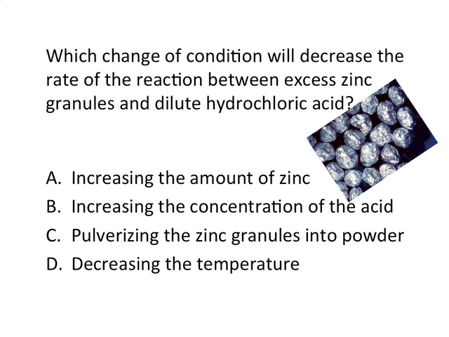Which change of condition will decrease the rate of a reaction between excess zinc granules and dilute hydrochloric acid? Well, let's look at each of these bit by bit. If I increase the amount of zinc, that means I've got my same size beaker, mainly changing concentration there. I'm adding more of it to the solution. So if I add more of it, I'm increasing concentration. That's going to increase the rate. So that's not decreasing the rate.